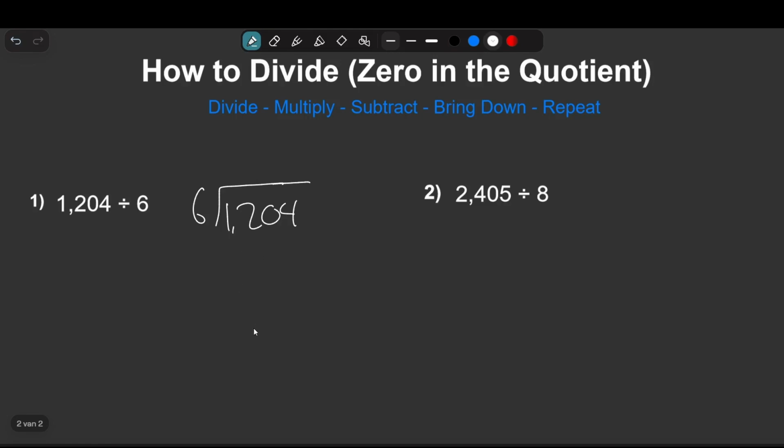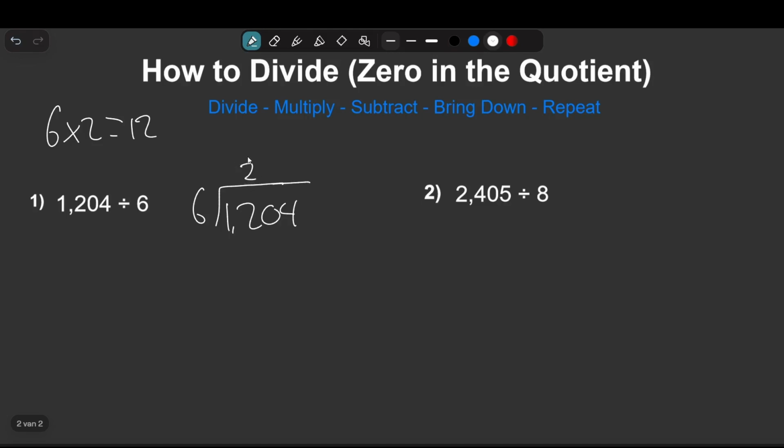So the first thing we want to do is divide. How many times does 6 fit into 1? Well, 6 doesn't fit into 1, so we have to make use of the 2 next to it. Then we can see this as a 12. How many times does 6 fit into 12? Well, 6 fits exactly 2 times into 12, because 6 times 2 equals 12. So we can write a 2 right here. This is going to be our quotient, our final answer.